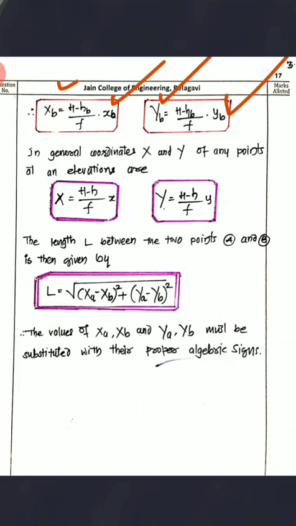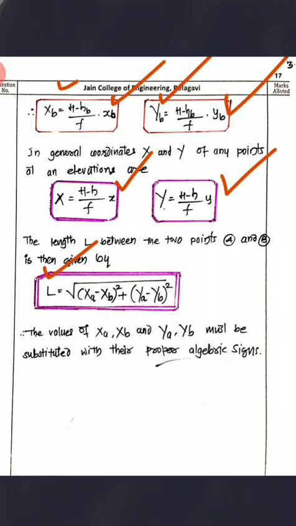Now in general, the ground coordinates capital X and capital Y of any two points at any elevation are: X equals (H minus small h) divided by f into small x, and Y equals (H minus small h) divided by f into small y. The length between the two points A and B can be given by this formula: L is equal to the square root of (xa minus xb) square plus (ya minus yb) square.